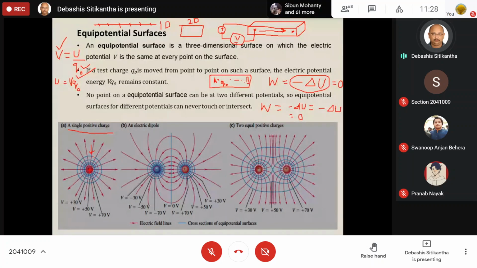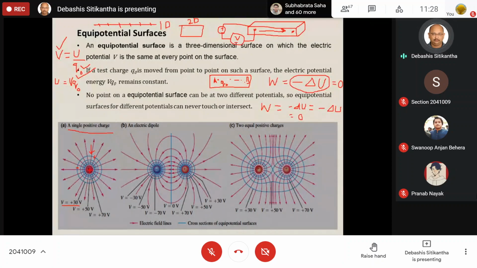Just look over here. Suppose I have a point over here, or I have a point over here. Everywhere you will see the electric potential is going to remain constant. Maybe it will be 30, because in this example it is given as 30 volt. That means at this point it will be 30 volt.